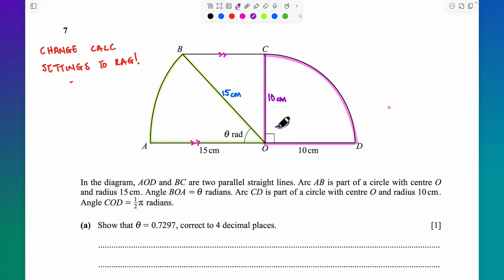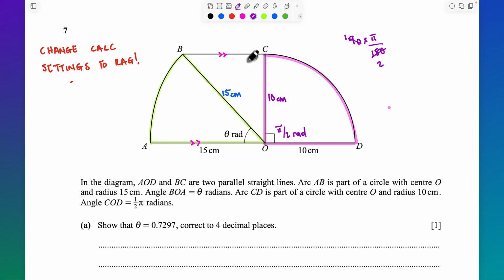Also we can see that this is pi over 2 radians. If it's 90 degrees, it's pi over 2 radians. If you want to do the conversion, remember, to convert from degrees to radians, you multiply 90 by pi over 180. 90 goes into itself once, it goes into 180 twice. Therefore, you're left with pi over 2. So, arc CD is part of a circle with center O, and we now know that angle COD is half pi radians, which we have already deduced. So that is the information that we have.